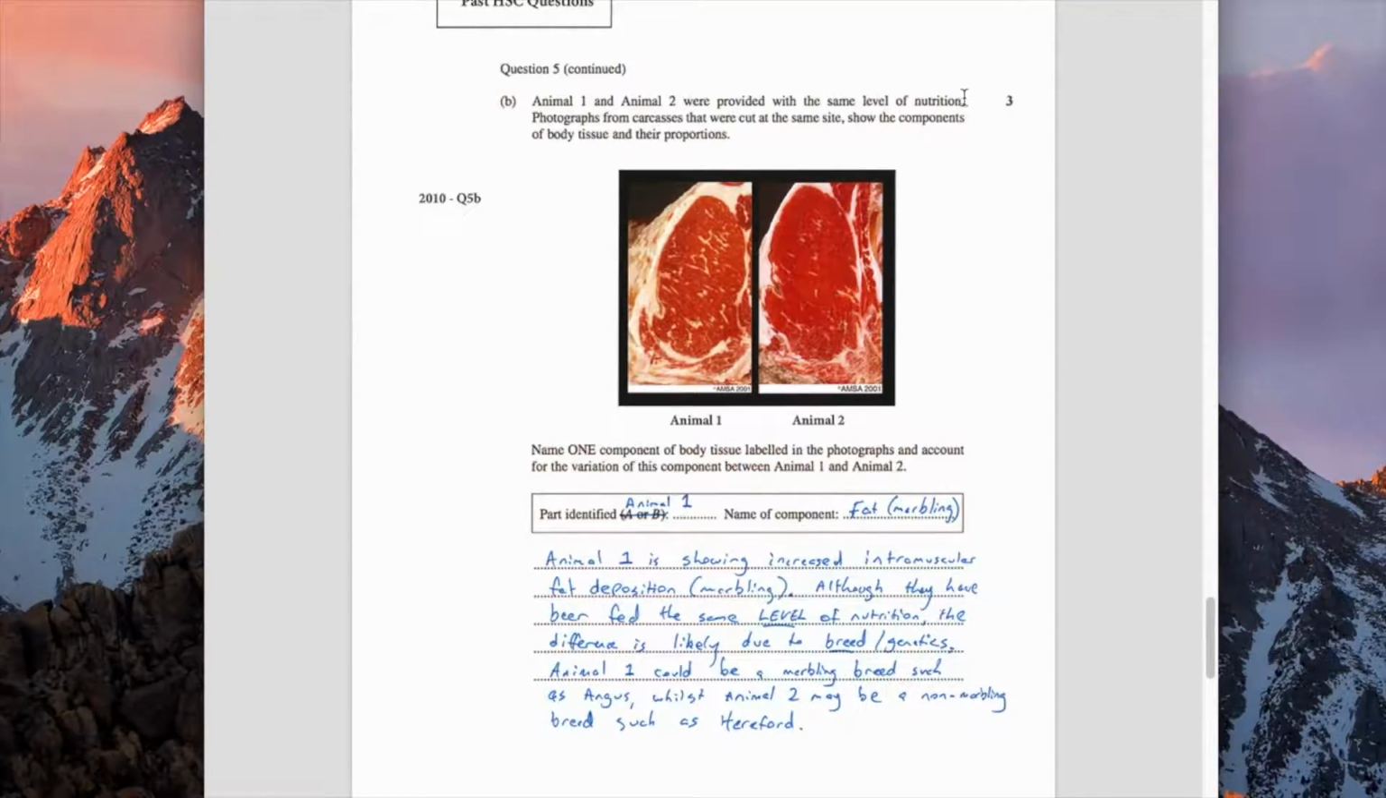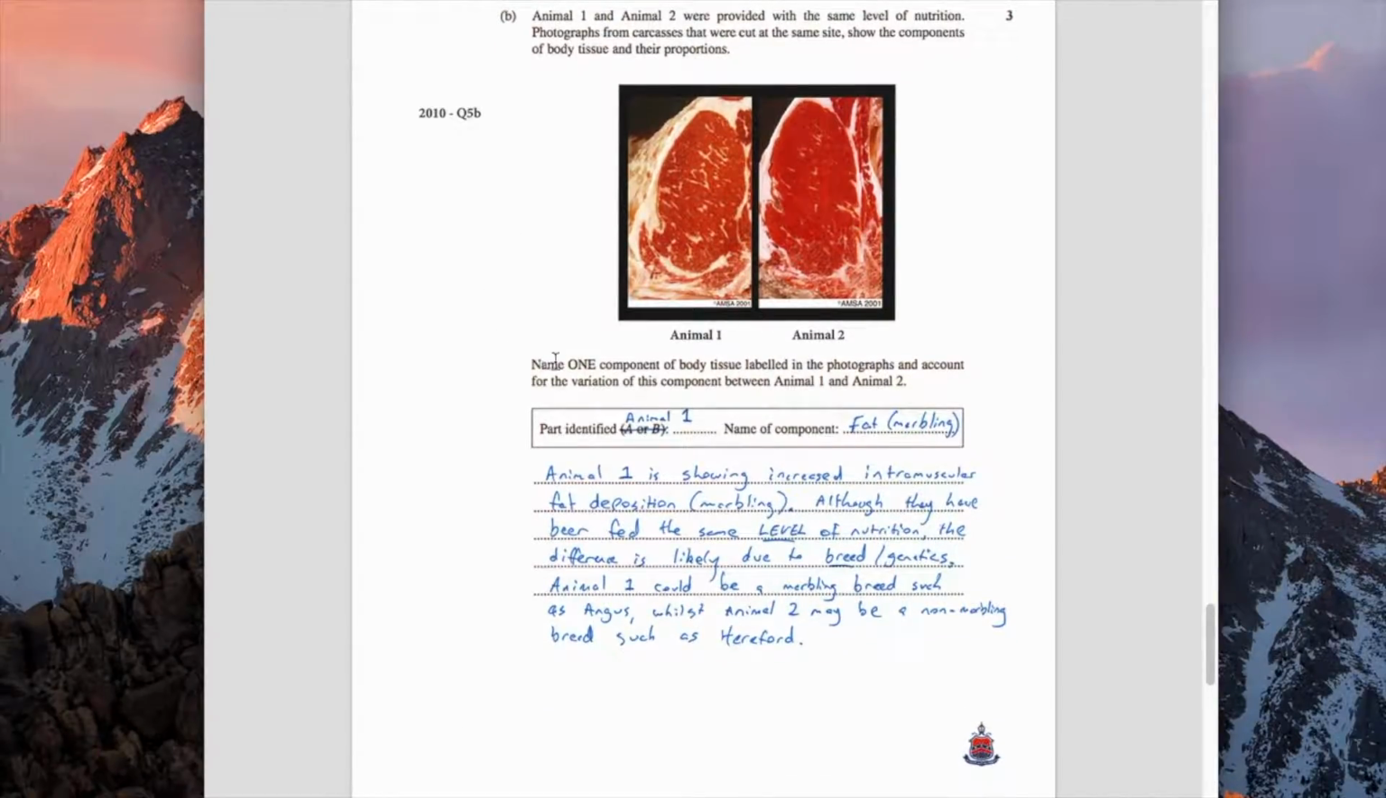Remember, nutrition is an environmental factor, and they were given, both animal 1 and animal 2, given the same level of nutrition. So the photographs from the carcasses were cut at the same site, show the components of body tissue, remember tissue being bone, muscle and fat, and their proportions. And I think the thing we can notice here that's different is the fat level on both of them.